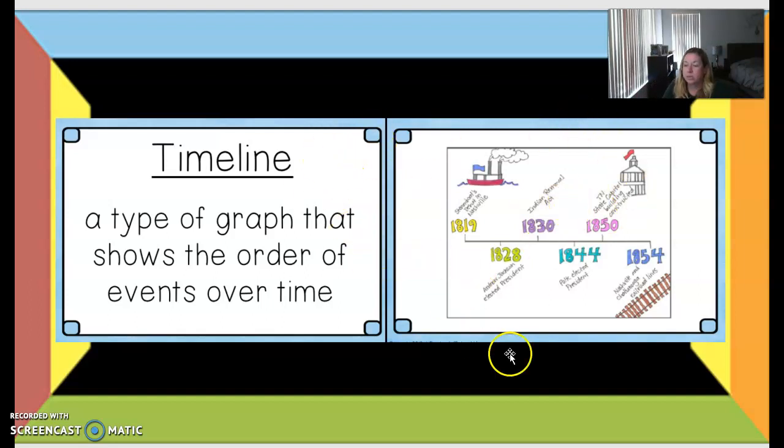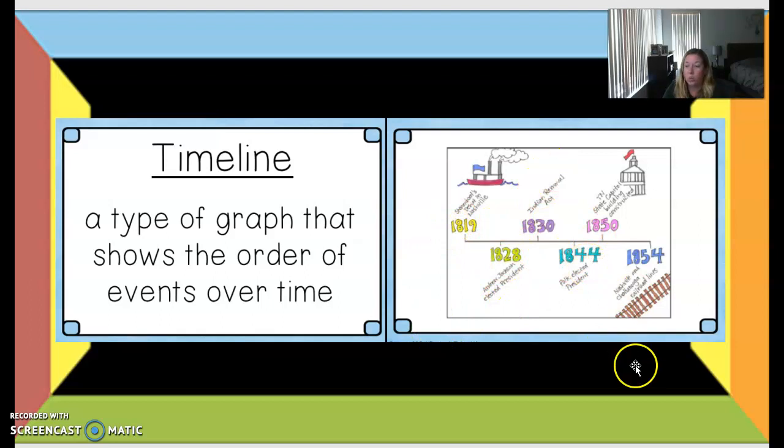So you can look at this one that somebody drew. It started in 1819, and it looks like it says the steamboat's debut in Nashville. And then 1828, Andrew Jackson was elected president. 1830, Indian Removal Act. 1844, Polk elected president. 1850, Tennessee State Capitol building constructed. 1854, Nashville and Chattanooga Railroad lines. So all of this kind of seems like a lot of stuff is dealing with Tennessee, so maybe this is a timeline of events that affected Tennessee.